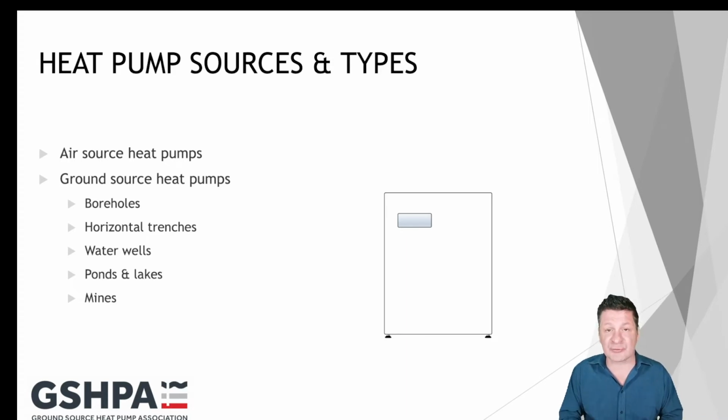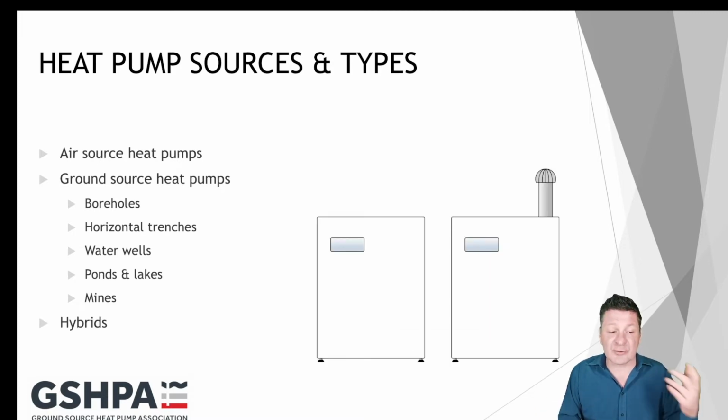So they can use boreholes, they can use horizontal trenches, they can use water wells, they can use ponds and lakes, and they can even use mines as a source for their heat. We can also hybridise, so we can have a heat pump, either a ground or an air source heat pump, with conventional technology. We might have an air source heat pump and a ground source heat pump, lots of different combinations of technologies to get the heat into the building.